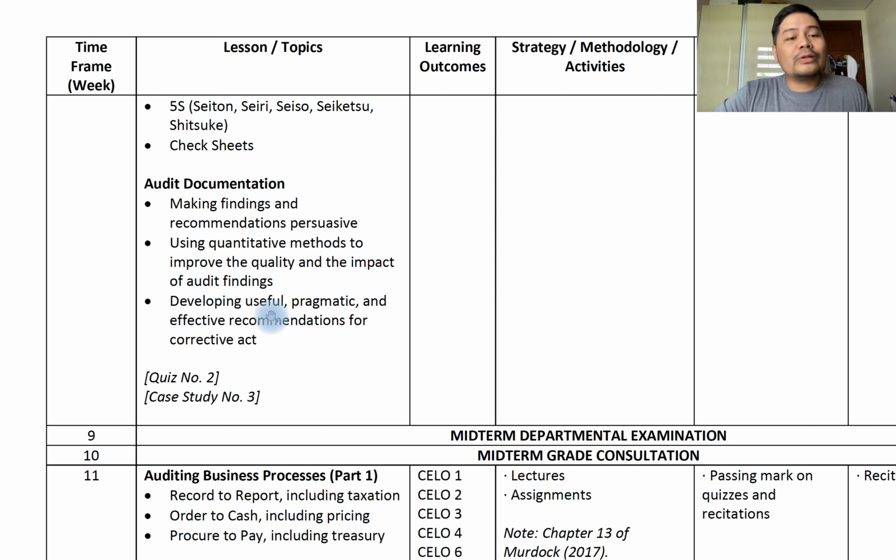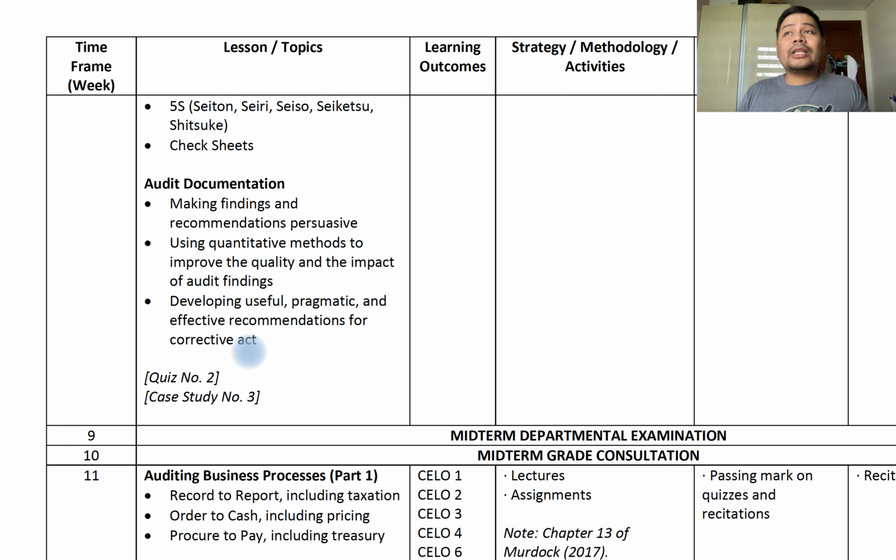And also we need to discuss here in developing the useful, pragmatic, and effective recommendations for corrective action. Of course, when we do an audit, may mga findings tayo, kailangan as much as possible we provide recommendations to our stakeholders. And yung recommendations hindi lang yung parang may masabi lang tayo. It should be useful. Meaning to say that the recommendation is useful as a corrective action that can be taken on that finding. As much as possible, dapat ma-address niya rin yung root cause. Hindi lang siya yung parang lalagyan mo lang ng bandage pero eventually in the future magkaka-problem ulit.